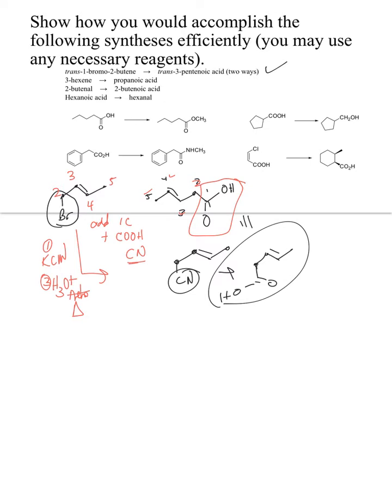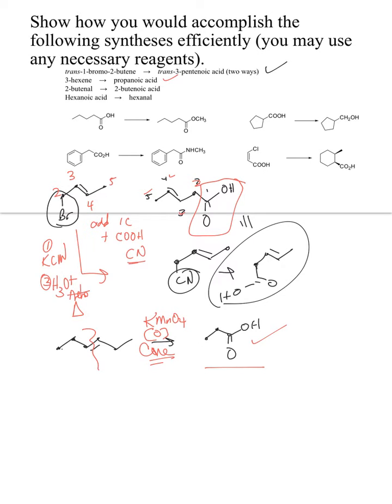Okay, the next one, 3-hexene. 1, 2, 3, 4, 5, 6. 1, 2, 3, 3-hexene. And you want to go to propanoic acid. 1, 2, 3. Okay, well, when we're shortening the chain, we need to think about oxidative cleavage. So if you cleave it there, then you make carboxylic acid. So potassium permanganate, a strong oxidizing agent, very concentrated, should cleave that alkene into the carboxylic acid.